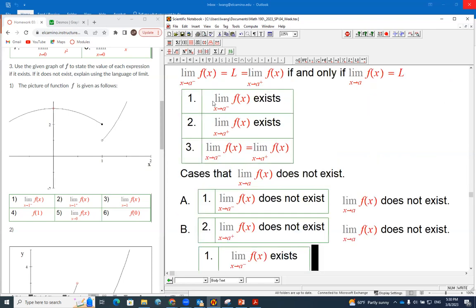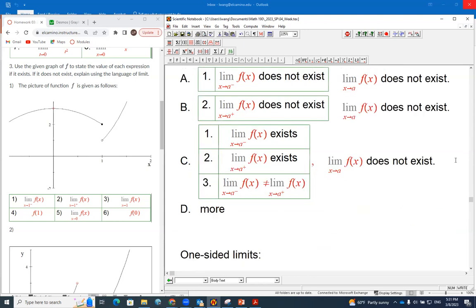Because if this is not true, then the limit does not exist. If this is not true, then the whole limit does not exist. If both exist, and they are not the same, then the limit does not exist. Does that make sense? I hope that makes sense, right? So let's look at them with some examples.